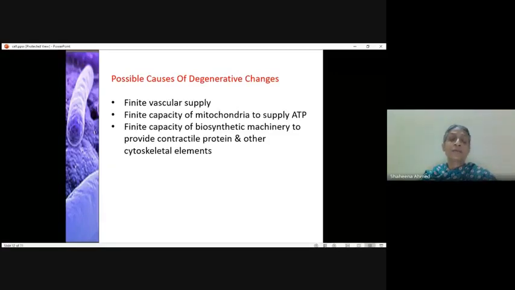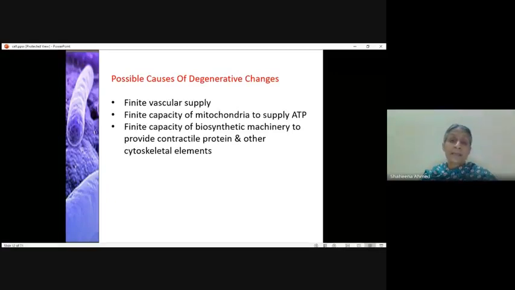The factors that come into play are: first, the blood supply that is finite. There is a limit to which new blood vessels can be formed by a body. The second thing is the capacity of the mitochondria to produce ATP. Again, they can increase their functionality, but there is an upper limit beyond which they cannot go.